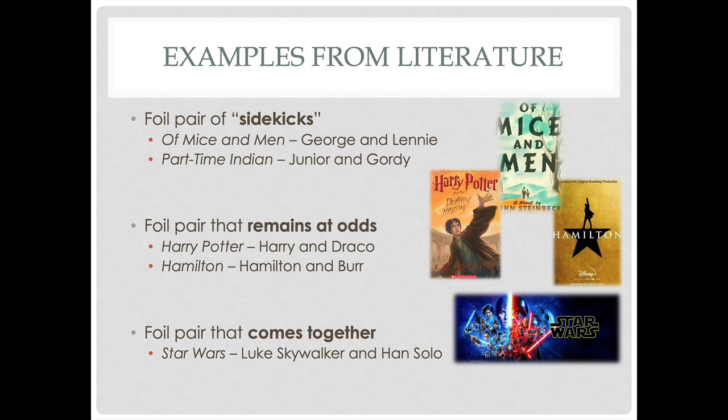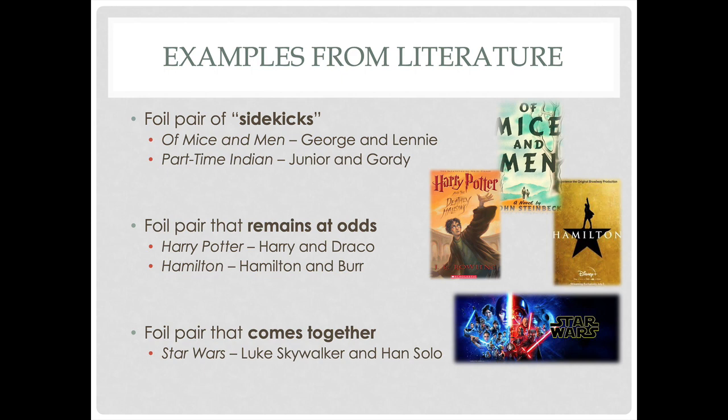So some examples from literature. We can see the foil pair as sidekicks model from Of Mice and Men when we see the characters of George and Lenny. Both are main characters. Both are experiencing the same hero's journey, but they are most definitely a foil pair. And so they are working together to go through this journey.